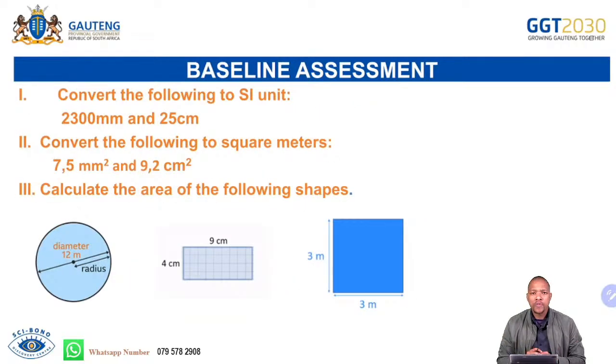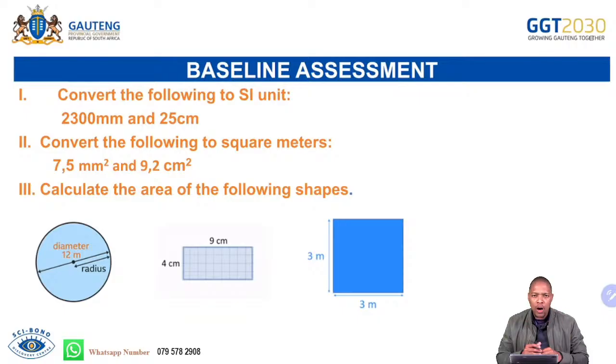Right. So we have to ascertain whether you do have this knowledge that we are talking about by giving you a baseline assessment, of course, grade 12. So here's a baseline assessment that I'm going to expect you to answer as I'm reading. Number 1, I want you to convert the following to SI units. I want to know, can you convert 2,300 millimeters and 25 centimeters to SI units, okay?